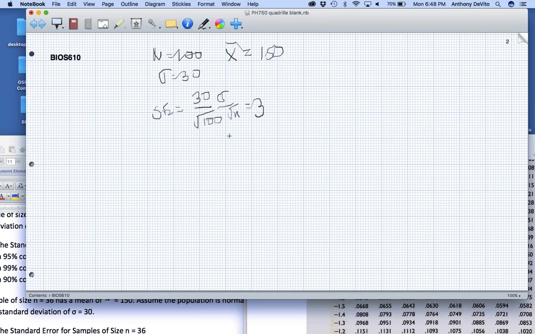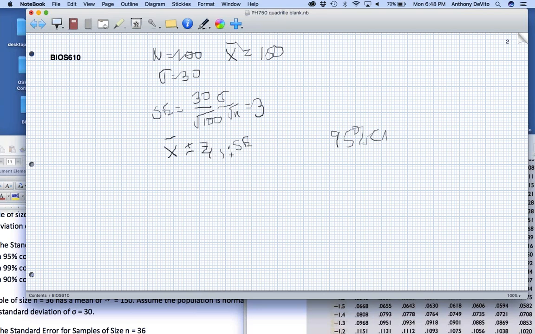Okay, so now we want to build our confidence interval. Our confidence interval is equal to the mean plus or minus our margin of error, which is some value for z times the standard error. That value for z depends on what our confidence level is, right? So let's do this for a 95% confidence interval.